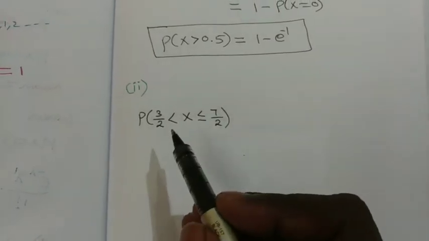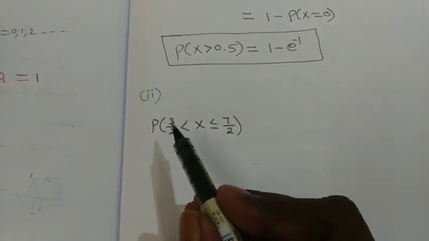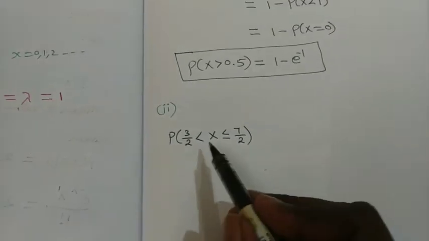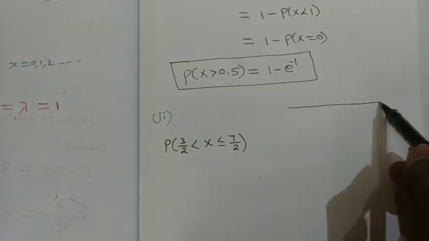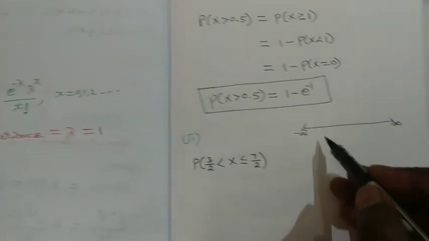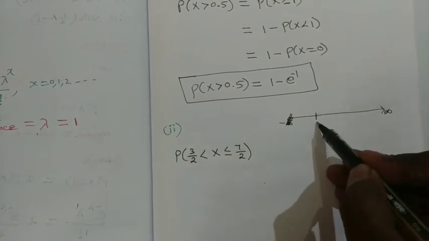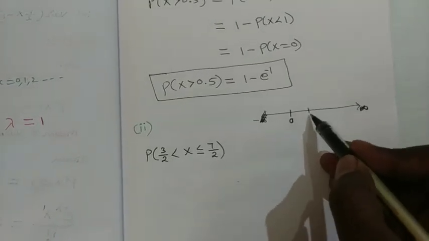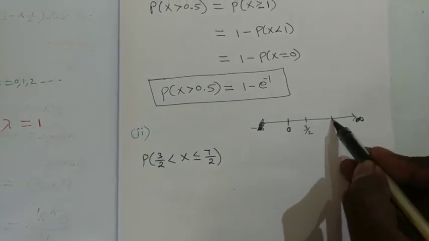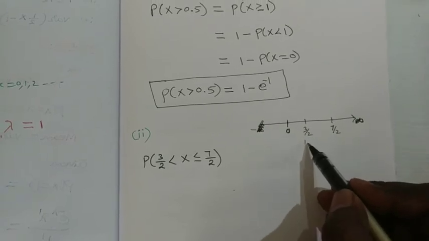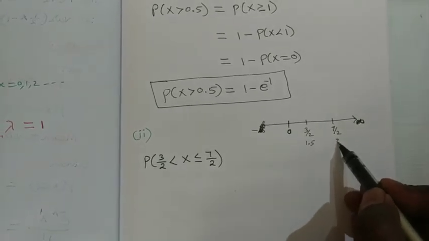Okay, so next I am going to find out P of 3 by 2 less than x less than or equal to 7 by 2. Okay, what is the range here? Consider the number line, with minus infinity and plus infinity, but here the range starts from 0. In the Poisson distribution, the range starts from 0, so we only start from 0. Here 3 by 2 is possibly here and 7 by 2 is here. So in between, 3 by 2 is 1.5, 7 by 2 is 3.5.